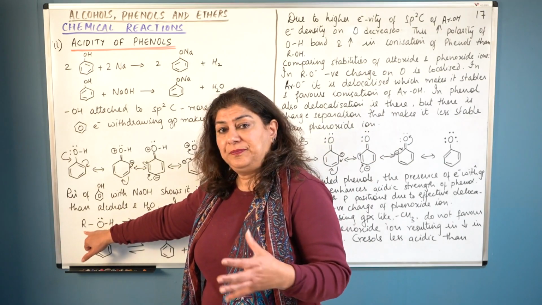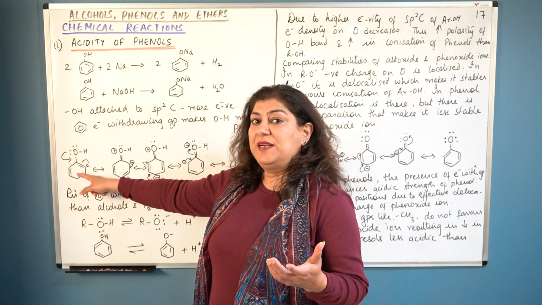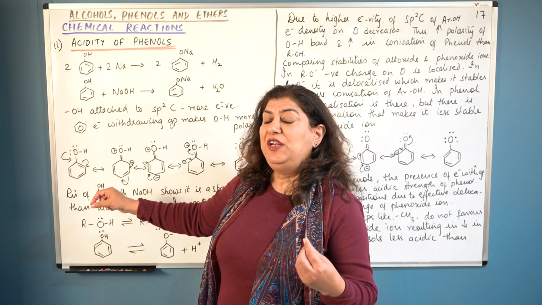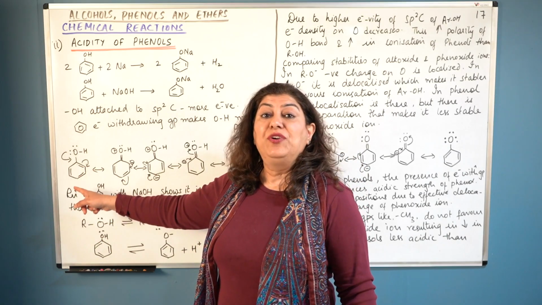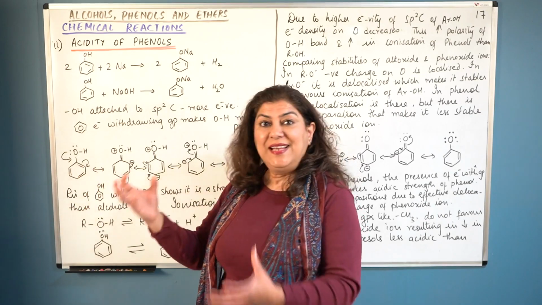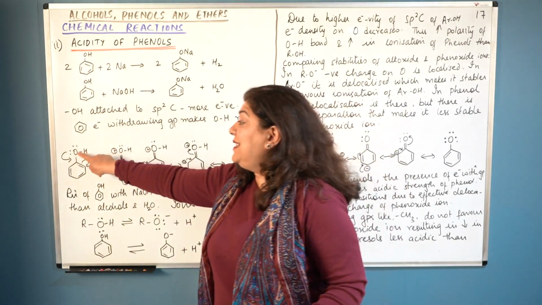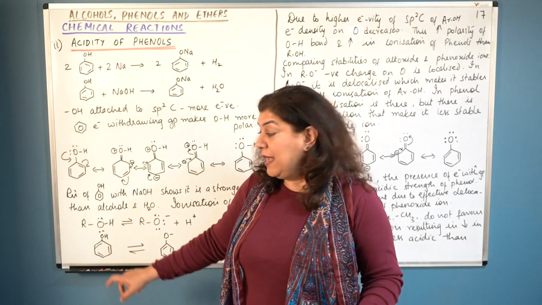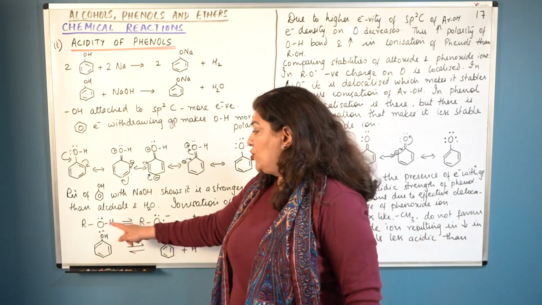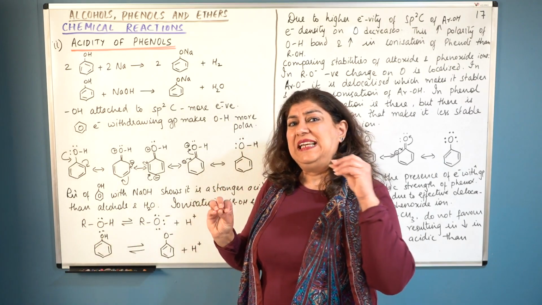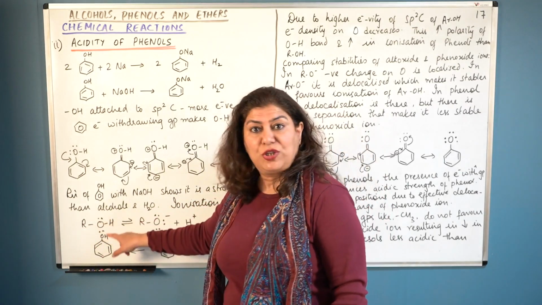What did we notice here in the case of phenol? What made phenol more reactive or more acidic? An electron withdrawing group. The benzene ring is electron withdrawing, which increases the polarity of the OH bond. But alkyl groups are electron donating groups. So they increase the density of electrons on oxygen.